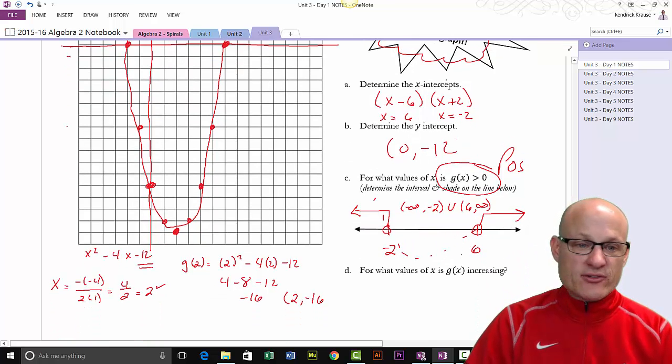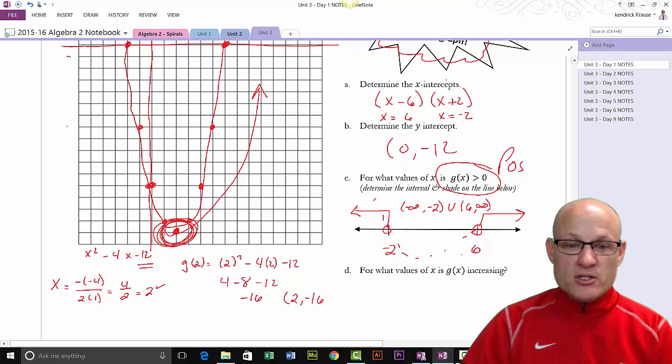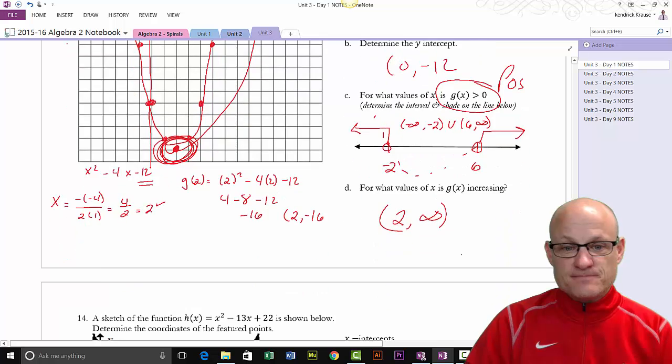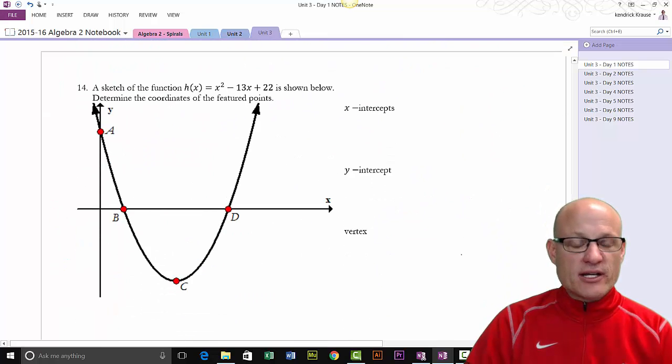And for what values is g of x increasing? Well, down here at the bottom is 0, and increasing is going up. So that's at the vertex, which is 2, all the way to positive infinity, it's increasing. I think this is our last problem. Yay, finally. Okay, let's label this thing.